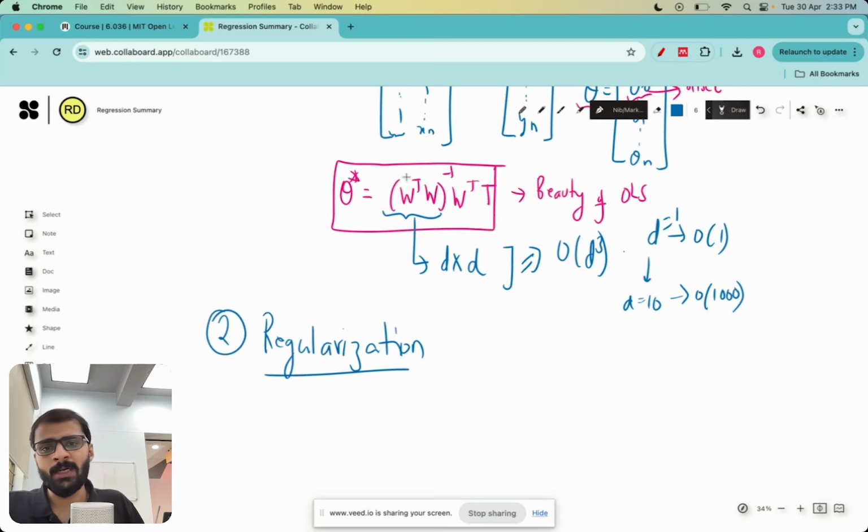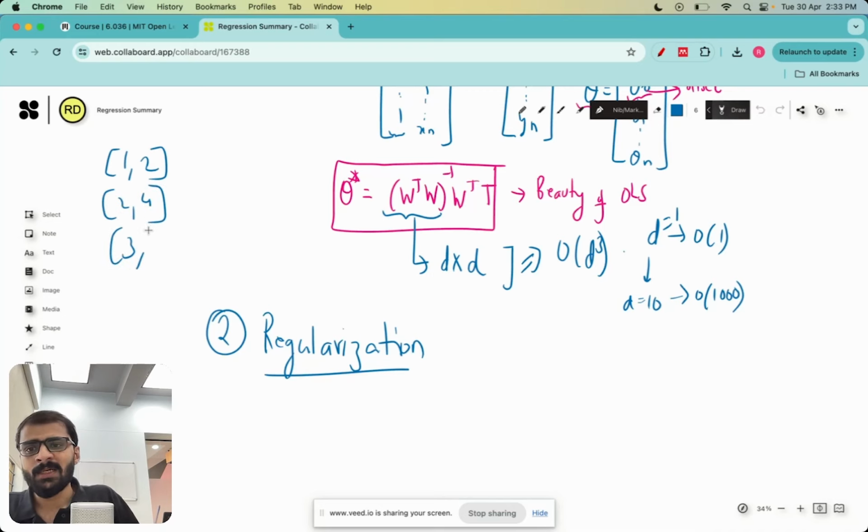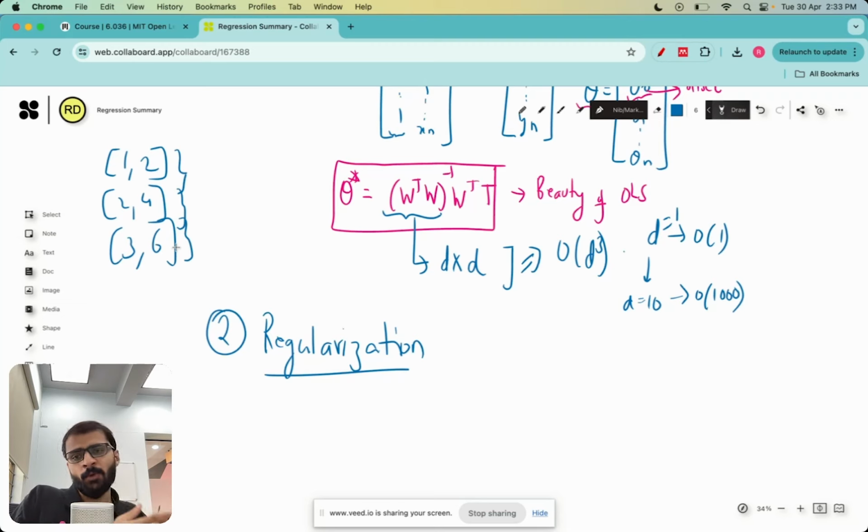Well, another problem here is, what if the inverse does not exist? It turns out that if the input features are correlated with each other, so for example, if one input is 1 comma 2, second is 2 comma 4, third is 3 comma 6, these are clearly correlated with each other. So you can find one input based on another input, etc. If the input vectors are correlated with each other, then it's very difficult to take the inverse. In fact, the inverse of that particular matrix does not exist. So what do we do in that particular case?